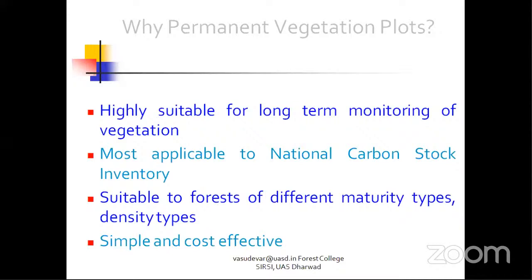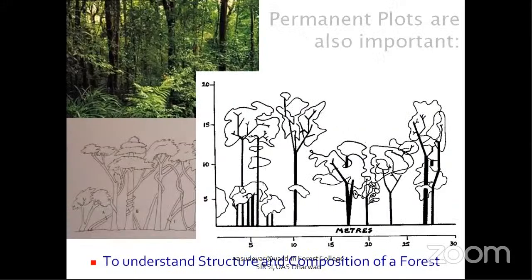Permanent vegetation plots are important, firstly, because they are suitable for long-term monitoring of the vegetation. As I said, there is no other technique which can be employed. Secondly, they can be applied in the national carbon stock inventory. As you know, the carbon stock inventory is becoming extremely important for every country. Just like we have a petroleum inventory or any other resource inventory, we should have a carbon stock inventory. It's suitable for forests with different maturity types, density types, etc., and it's simple and cost effective compared to many other techniques. They are also very important to understand the structure and composition of forests: what the different strata are, and what kinds of life forms exist in each of these forest types.